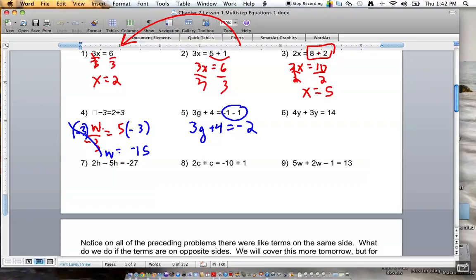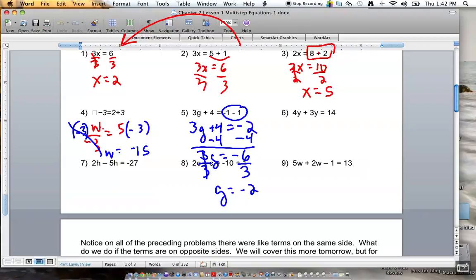Now it's a standard two-stepper, and I'm going to subtract 4. 3g equals -6. Then I'm going to divide by 3 because the g is being multiplied by 3. I need to do opposites. And g is -6 divided by 3, which is -2. Okay? All right. I want you to play quarterback.